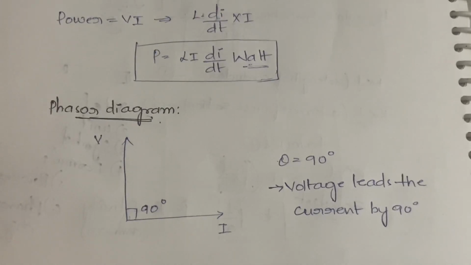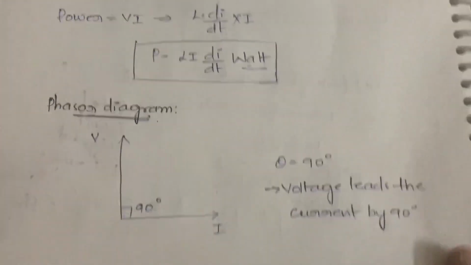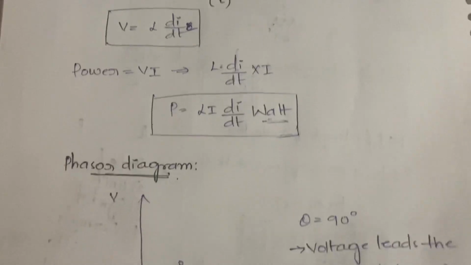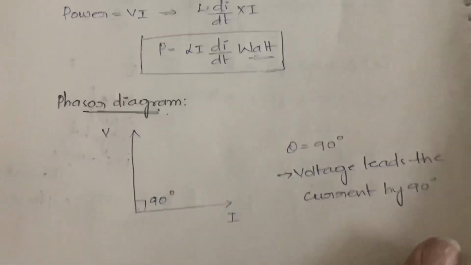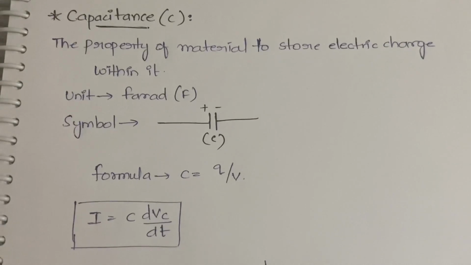This is about the inductance phasor diagram. Simple. Inductance is nothing but a property of the conductor which will oppose the changes happening to the magnitude or direction of the current in the conductor. Got it? And the unit is Henry, and the symbol is this coil kind of thing, and the formula, power and phasor diagram, all. Now let us move to the next thing, that is the capacitance. So capacitance also simple. Let me check if I have missed any points in inductance. No. Now let us check capacitance.